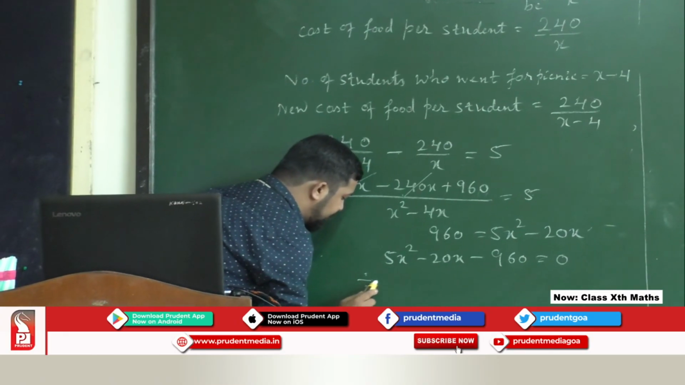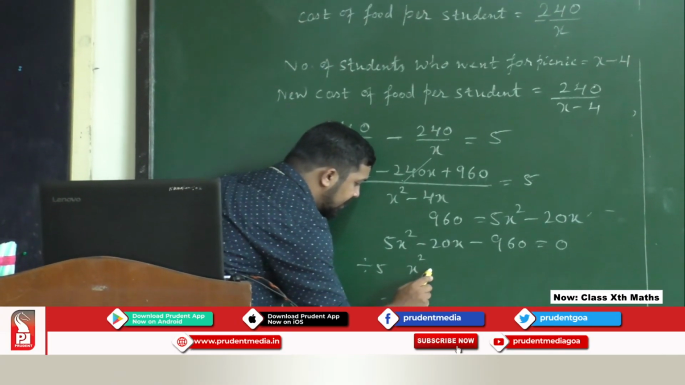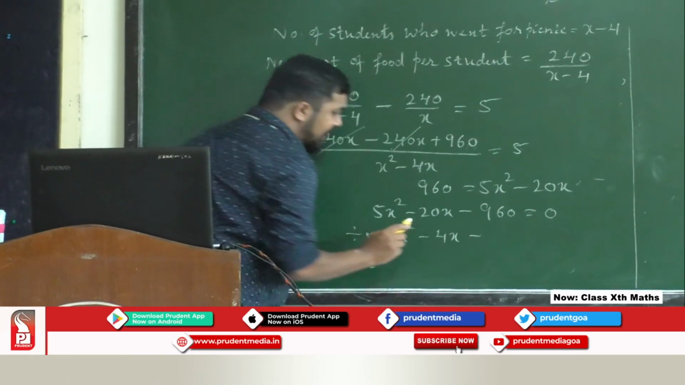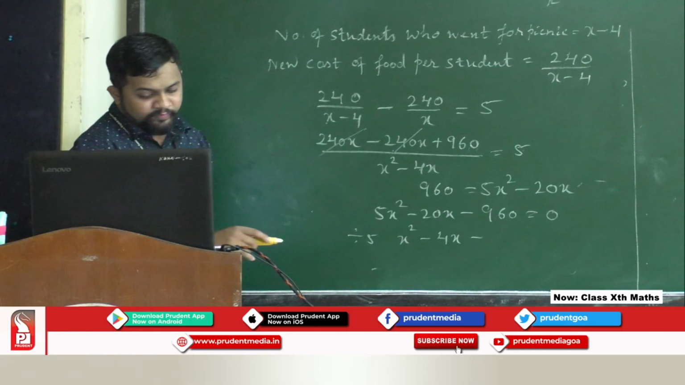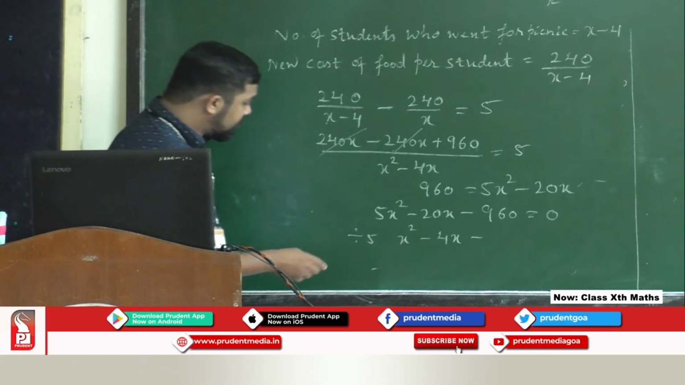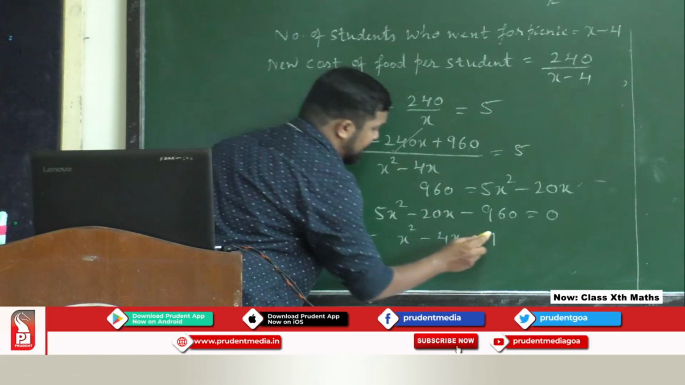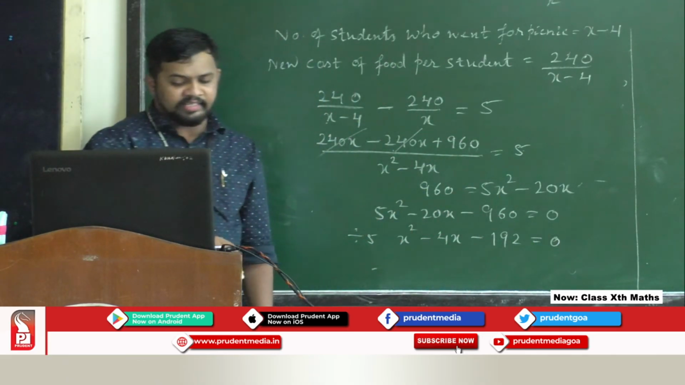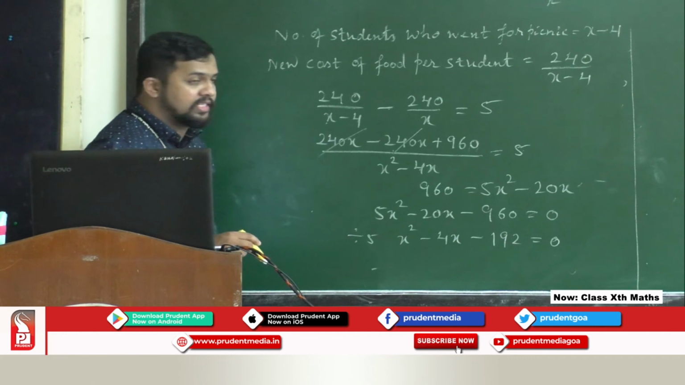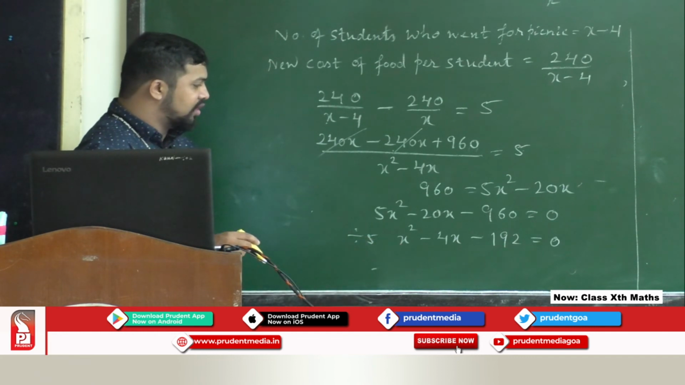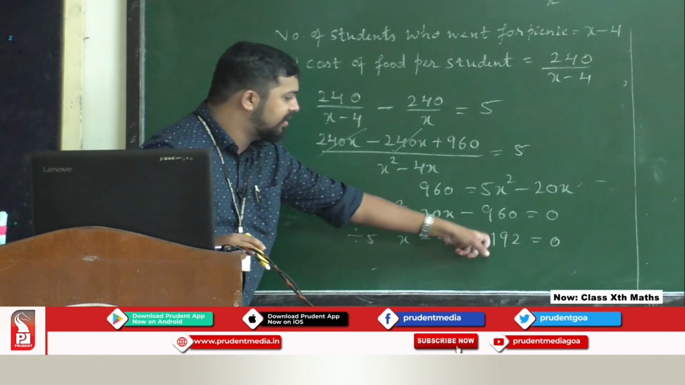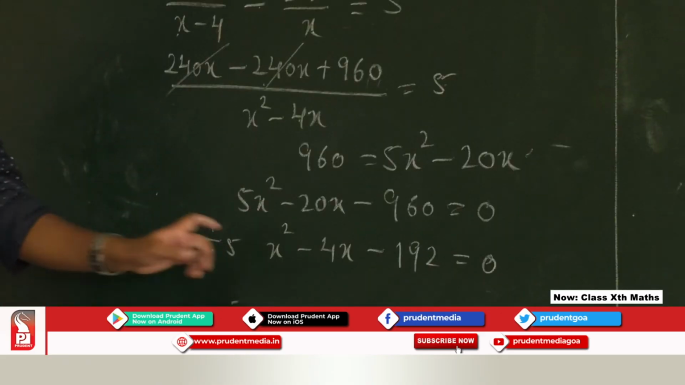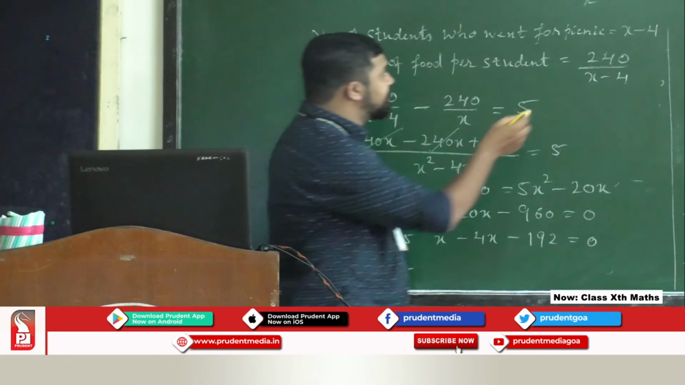Let us divide this by 5. So x square minus 4x minus, 960 divided by 5: 5 ones are 5, 5 nines are 45, 5 twos are 10, so you will get 192. So the expression is x square minus 4x minus 192 equal to 0. Now use any method; let us use the discriminant only.